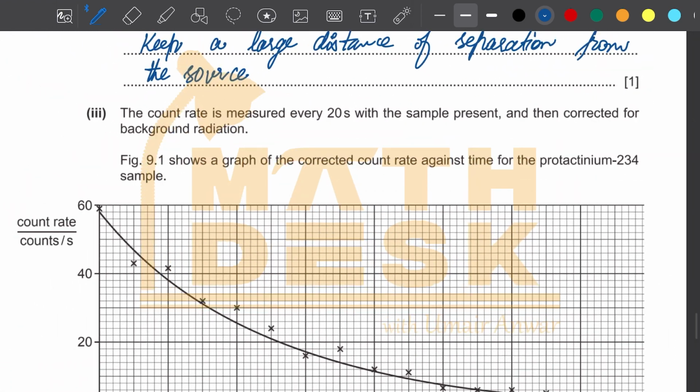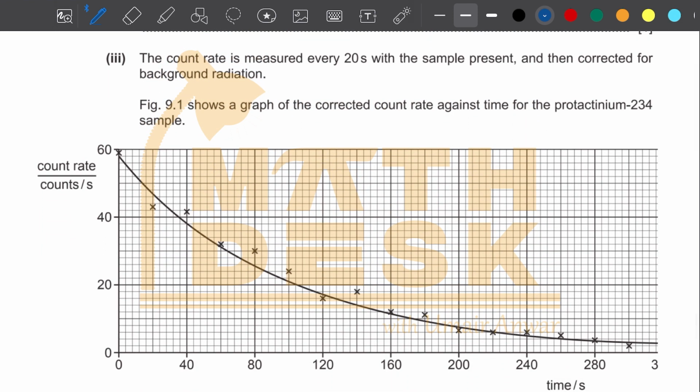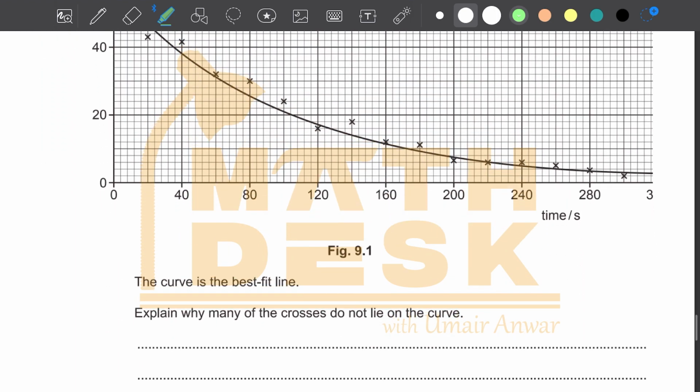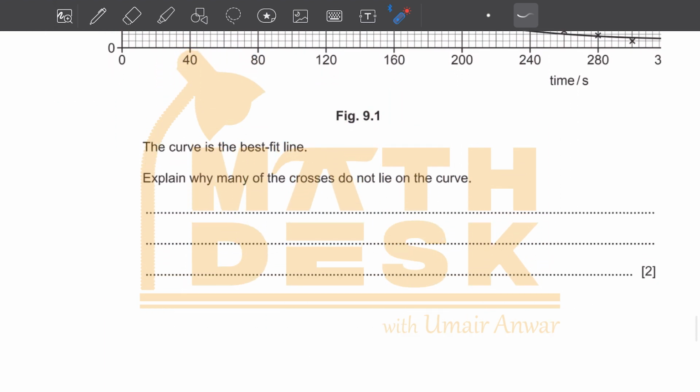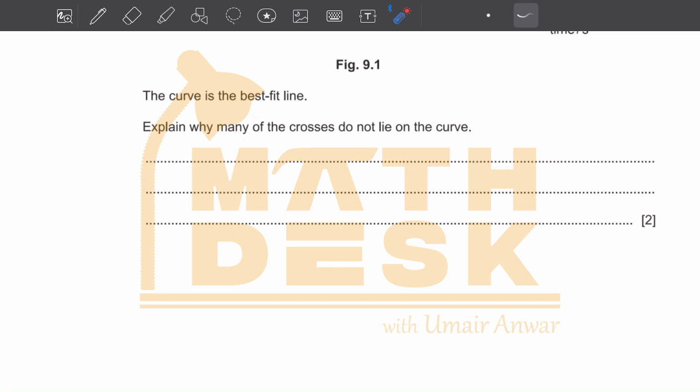The count rate is measured every 20 seconds with the sample present and then corrected for the background radiation. Now this correction is done by subtracting the background radiation from the value which is observed for the count rate. Figure 9.1 shows a graph of the corrected count rate against time for the protactinium sample. The curve is the best fit line, so we can see that the crosses are not always on the curve, they are scattered. So a line of best fit curve is drawn here. Explain why many of the crosses do not lie on the curve.